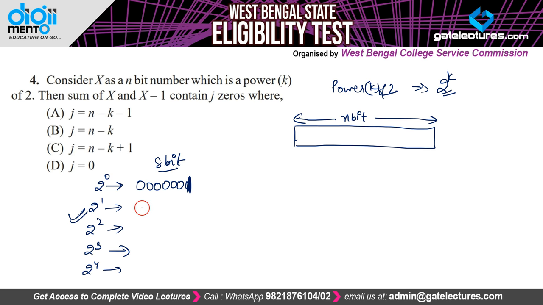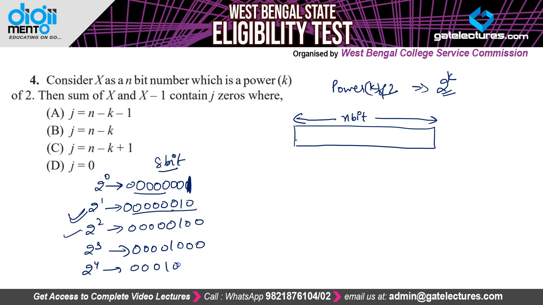2 raised to power 1 can be represented like this, with a total of 8 bits. 2 raised to power 2 can be represented like this: 0000 0100. 2 raised to power 3 can be represented like this: 0000 1000. 2 raised to power 4 can be represented like this: 0001 0000.